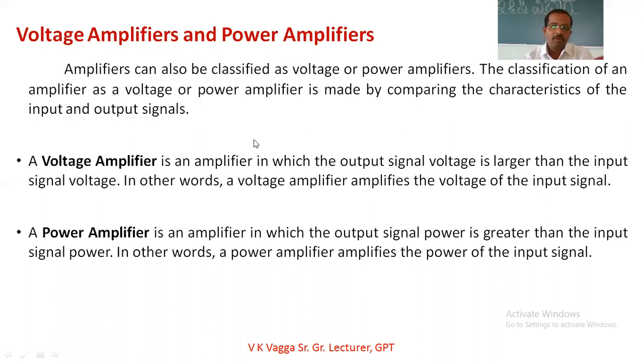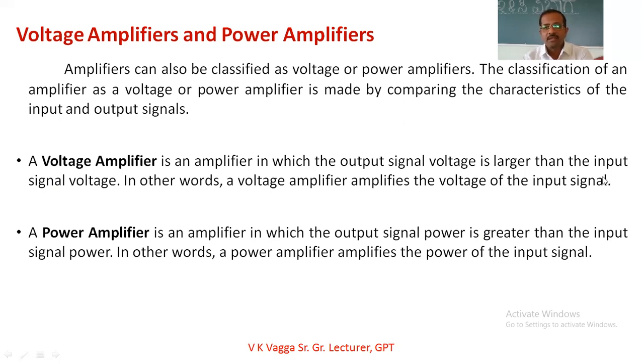It depends on whether the input is measured in terms of voltage or power, and the output is measured in terms of voltage or power. It is classified into two main types: one is the voltage amplifier and the other is the power amplifier. In a voltage amplifier, the output voltage signal is larger than the input signal voltage. In other words, a voltage amplifier amplifies the voltage of the input signal.